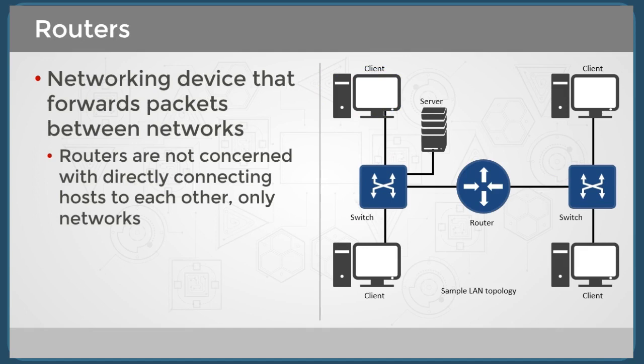So this looks fairly familiar. So now we have switches connecting the systems within each section. So the router itself is a networking device that forwards packets between the networks. But routers are not concerned with directly connecting hosts to each other, only networks. And again, this comes back to the OSI model.